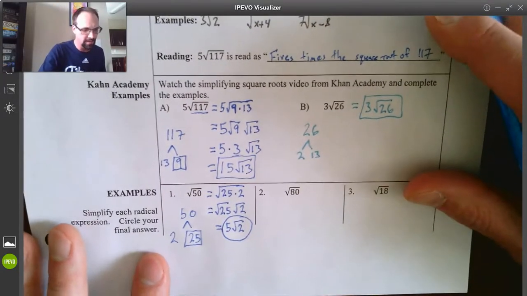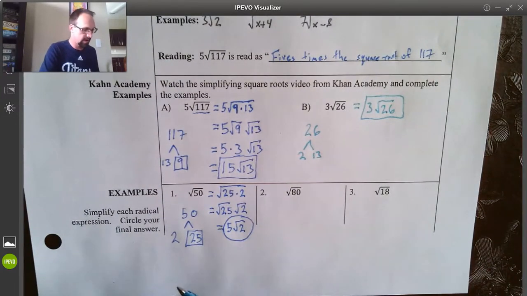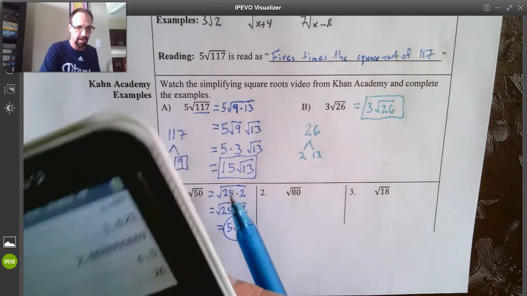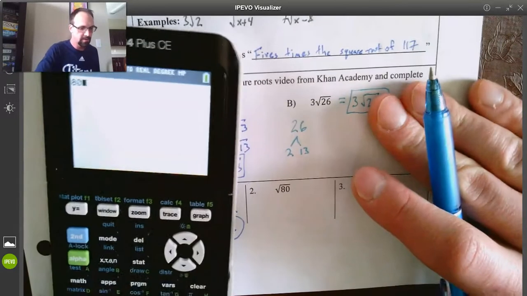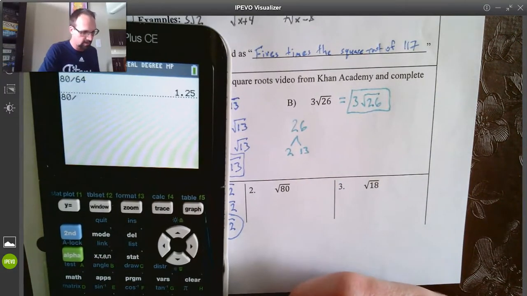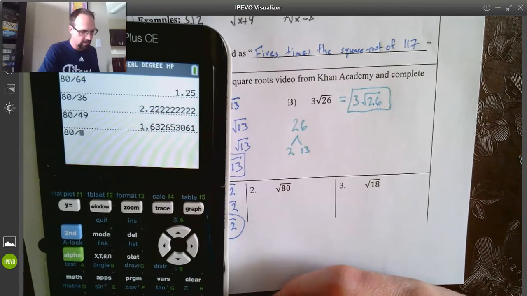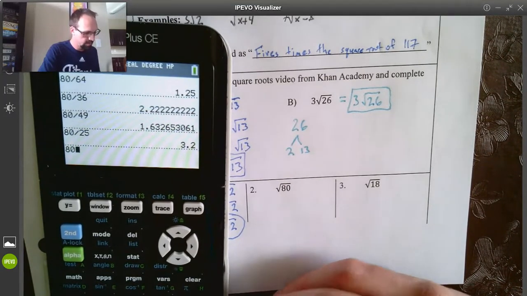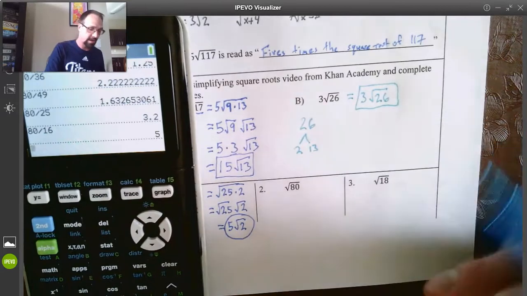With 80, let's see. I'm going to guess that it's 4, but I don't think it's actually 4. I think it's a larger one. So I'm going to grab my calculator just to double check. I can check 80 divided by 64. Nope. 80 divided by 36. Nope. 80 divided by, oops, I missed 49. Nope. 80 divided by 25. Nope. 80 divided by 16. Yep, all right, that's the one. That was the one I was thinking of too. So, good thing I double checked.